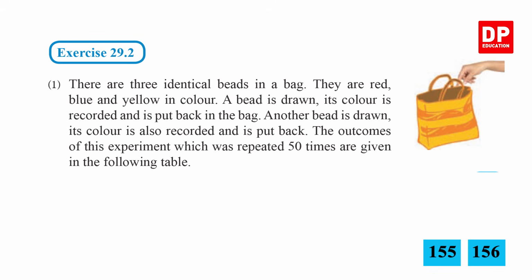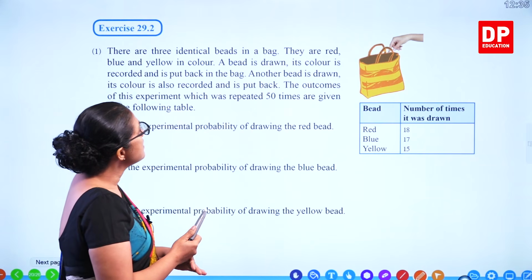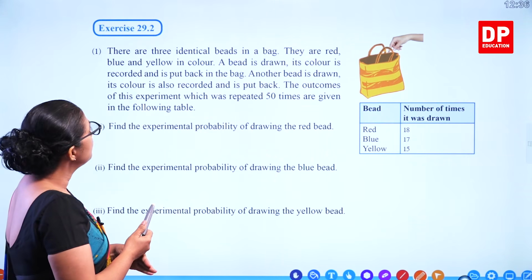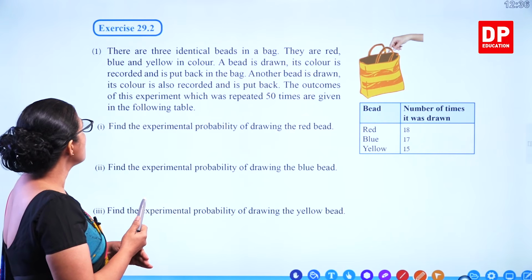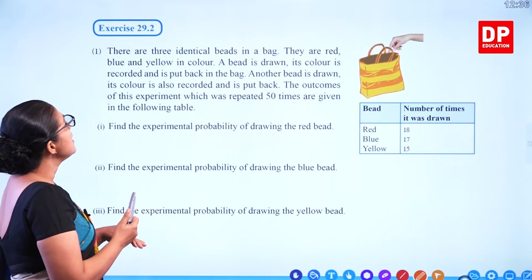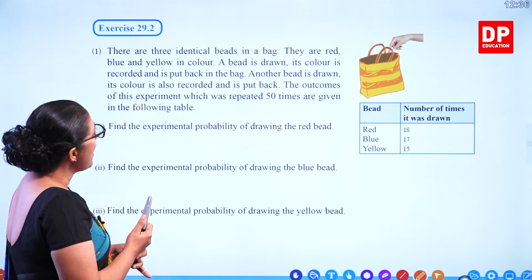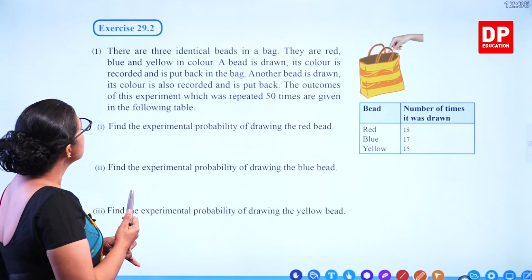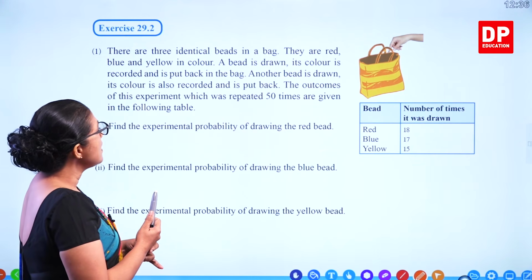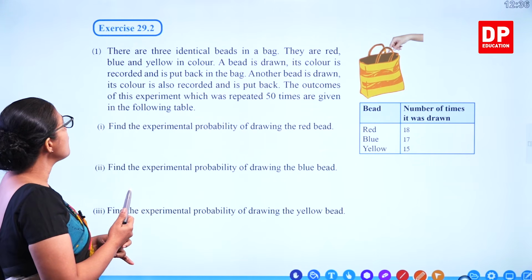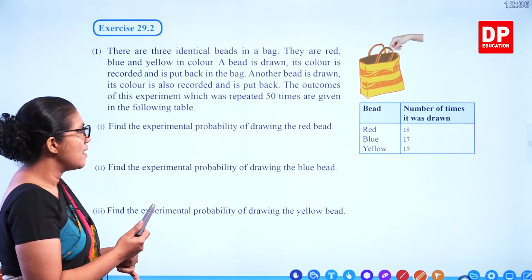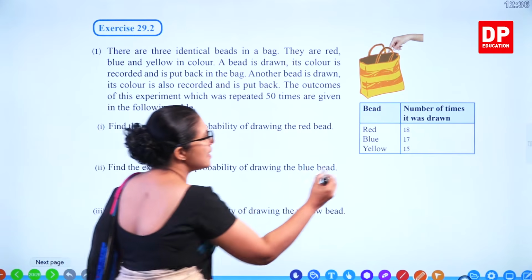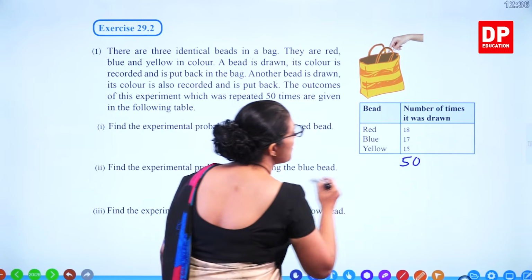Exercise 29.2. There are 3 identical beads in a bag. They are red, blue and yellow in color. A bead is drawn, its color is recorded and then it is put back in the bag. Another bead is drawn and its color is also recorded and it is put back. The outcomes of this experiment, which was repeated 50 times, are given in the table. So together this is totally 50 times.